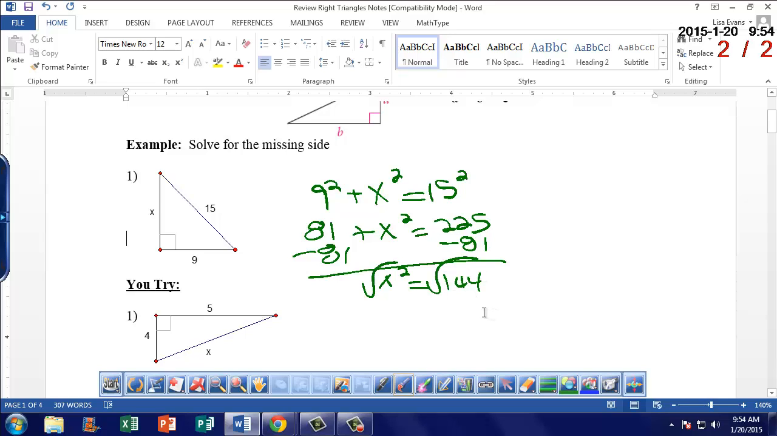Now normally when we were doing this, we were putting a plus or minus in. We don't need the plus or minus because it doesn't make sense to have a negative side of a triangle. So the answer to this is just 12. Okay, go ahead and pause the video here and try the U-try. Now this one, you're missing the hypotenuse, so you're going to set it up by doing the leg squared plus the other leg squared equals x squared.